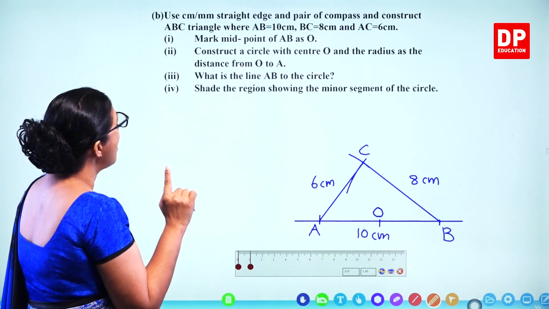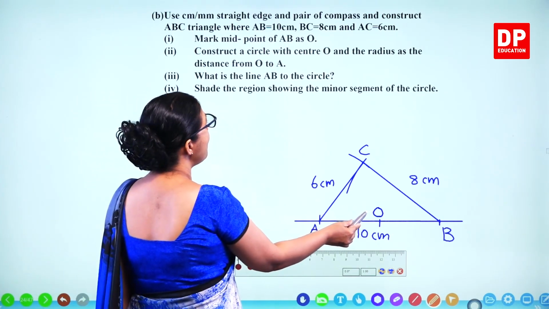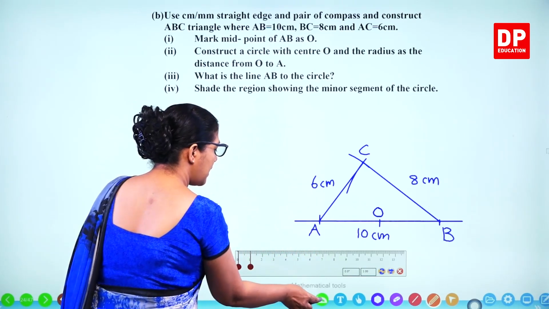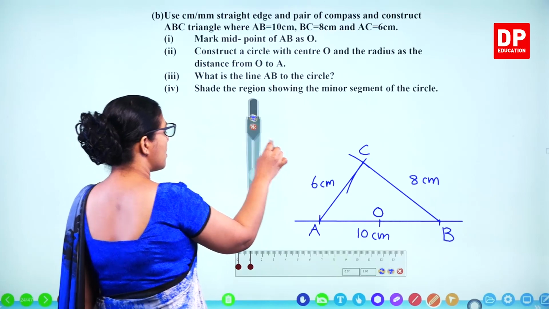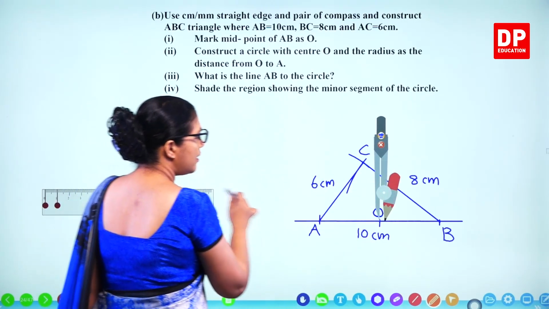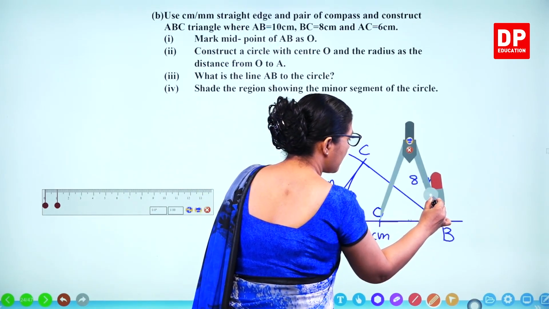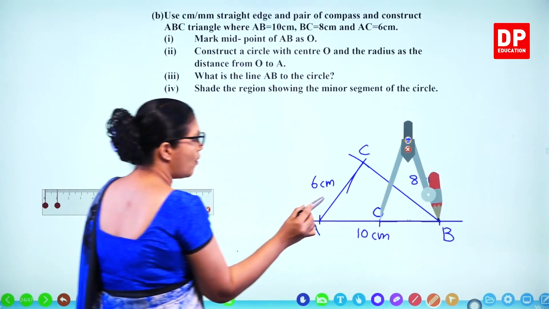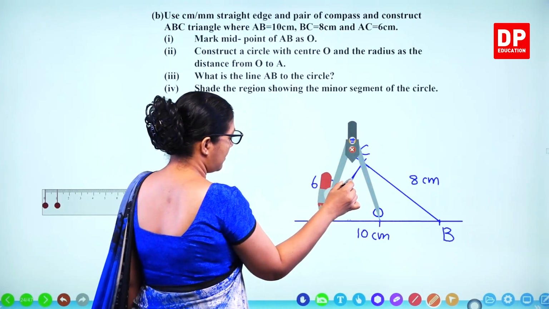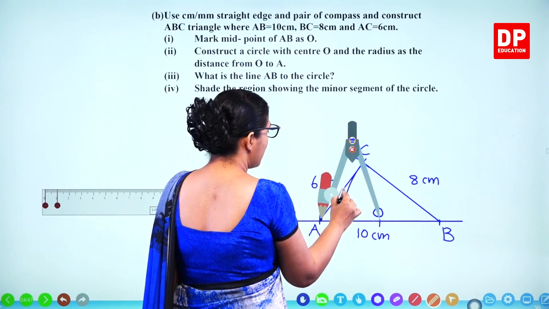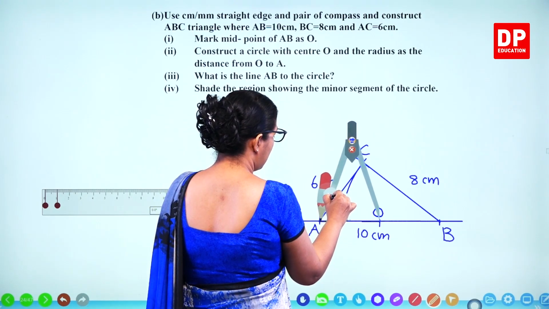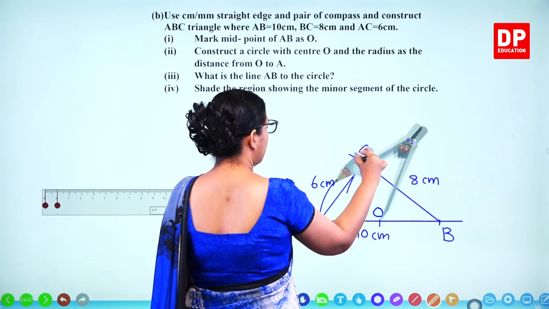Construct a circle with center O and the radius as the distance from O to A. So you have to construct the circle with a 5 centimeter length. Let's do that. So same distance here, O to B or O to A, same distance. And now you can draw the circle.